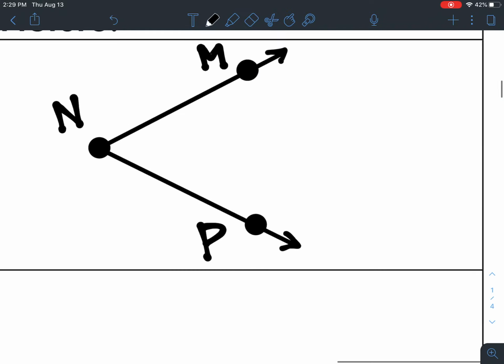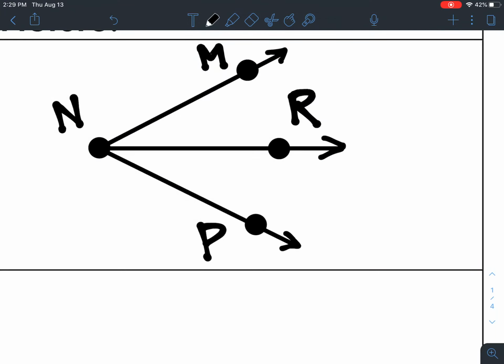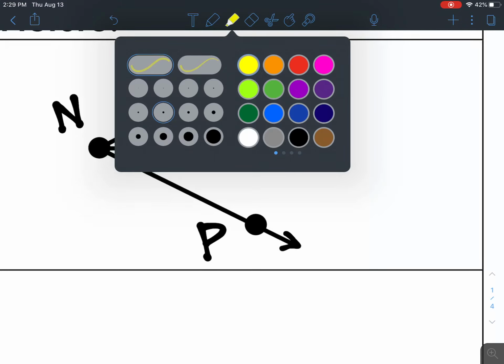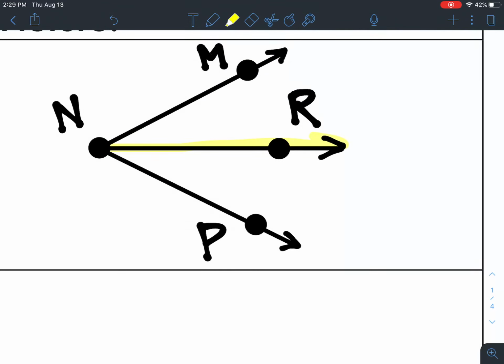So this other ray has to pass through the interior of that angle. It shares that vertex as its endpoint. And let's go ahead and put another point along that ray, and let's label that R. So NR, so this ray right here is my angle bisector because it's bisecting the full angle of MNP. So what does that mean? So what it means is that it splits that angle into two congruent angles, okay?